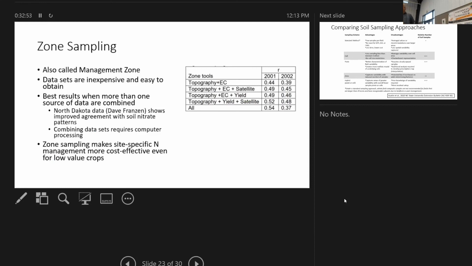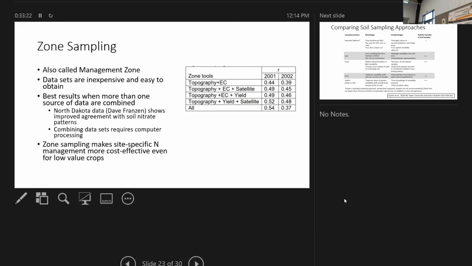Here's a little bit of data showing the benefit of combining these technologies. Again, this is out of North Dakota, I believe. And this value here, in 2 different years, the bigger this number, or the closer to 1 it is, the better the map is doing. Okay? So when we just look at topography combined with electrical conductivity, we're at about 0.4 on average, let's say, over the 2 years.